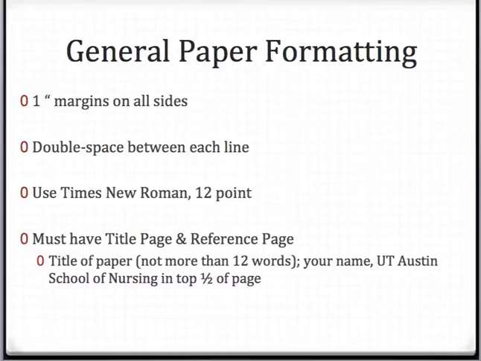On the title page, you should include the title of the paper, and the title should not be any longer than 12 words in length. Then several lines below that include your name, then double space, and then type UT Austin School of Nursing. All of this should be on the top 1/2 of the page.